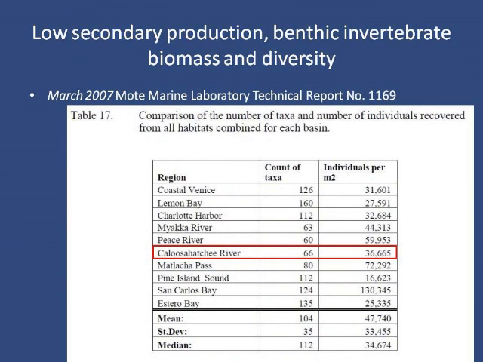Reduced oxygen levels and reduced salinity levels in the wet season produce effects on the benthic fauna. This graph shows that we have lower benthic invertebrate numbers and diversity than the average for the system, or the Charlotte Harbor system.